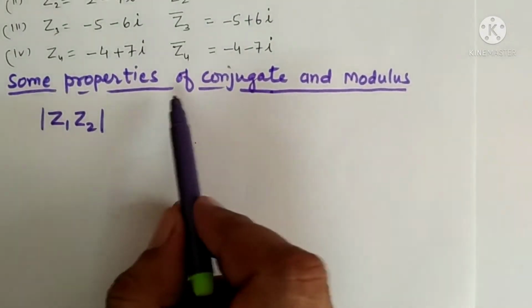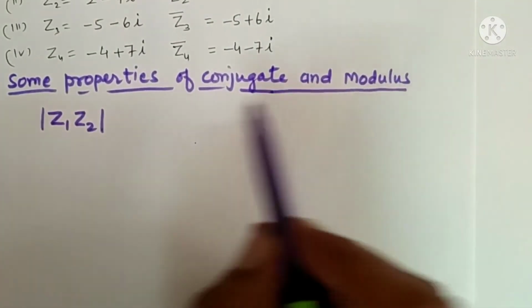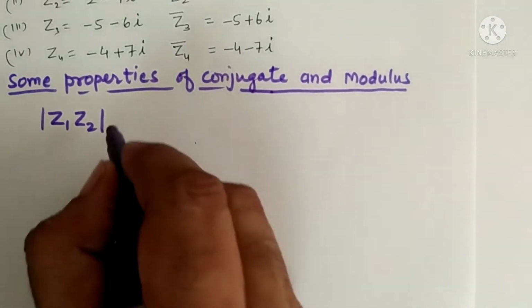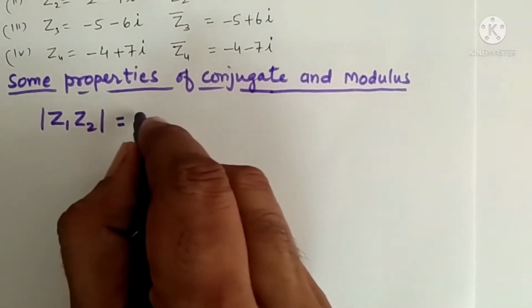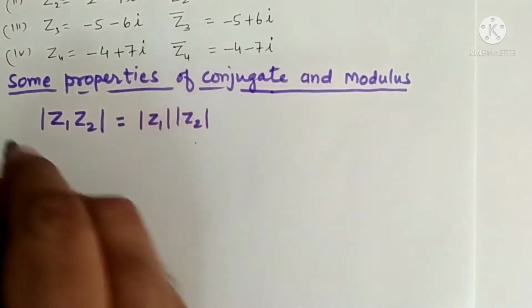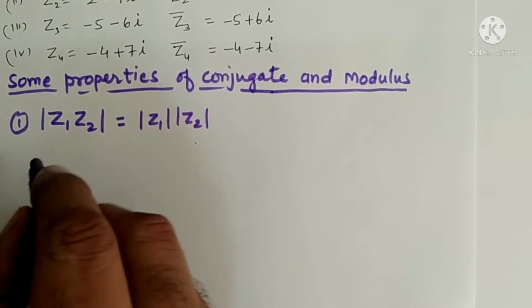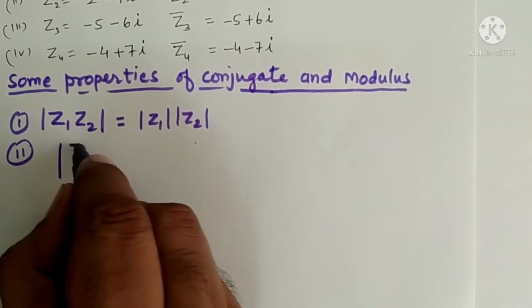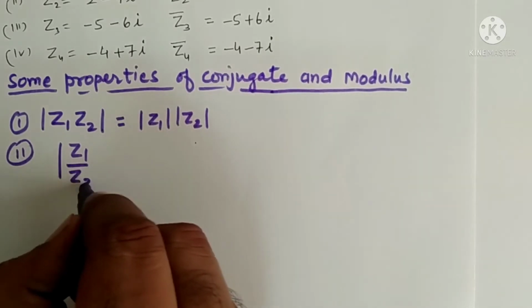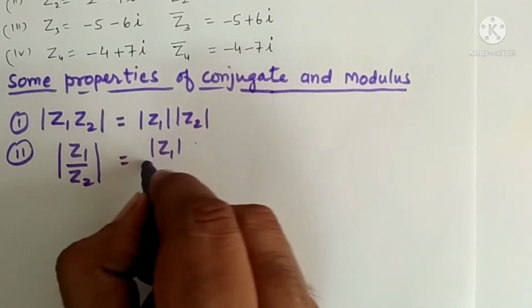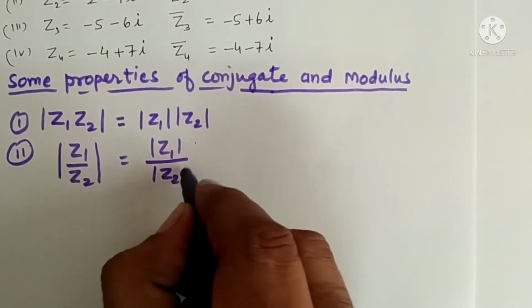Here are some properties of conjugate and modulus. Look at z1 and z2, and we have the modulus, then this will be equal to z1 modulus into z2 modulus. Okay, this is the first property. The second property we have: if z1 is divided by z2, this will be equal to modulus of z1 upon modulus of z2.